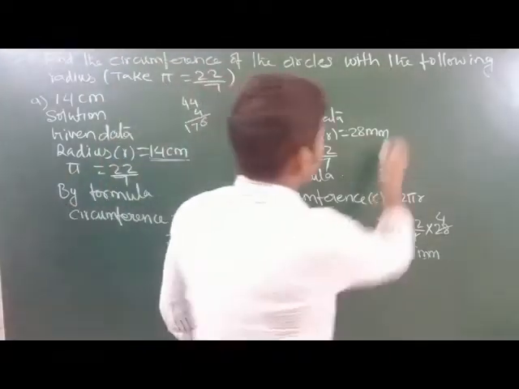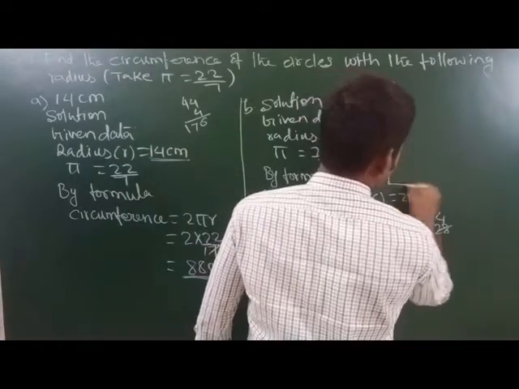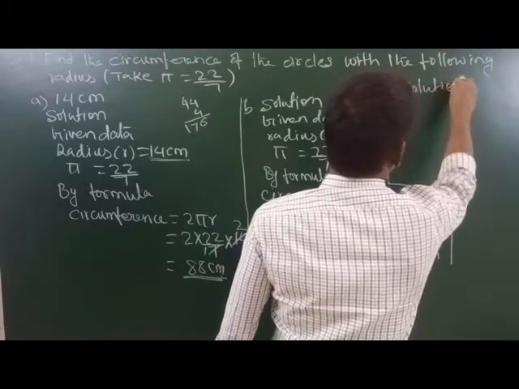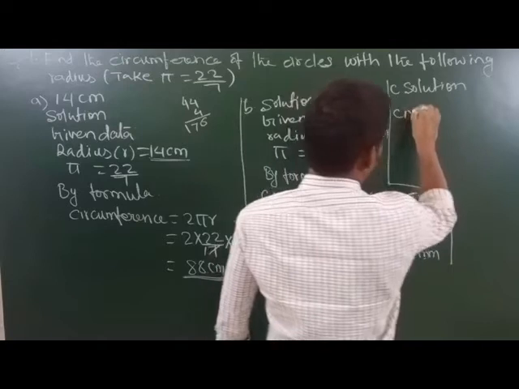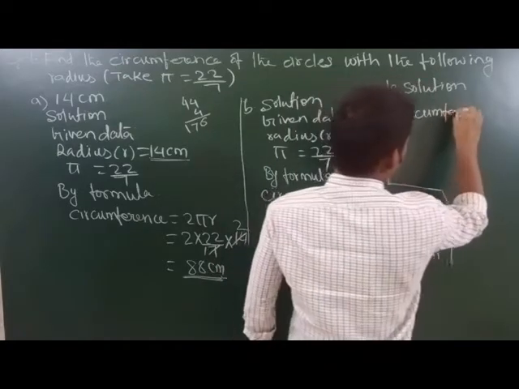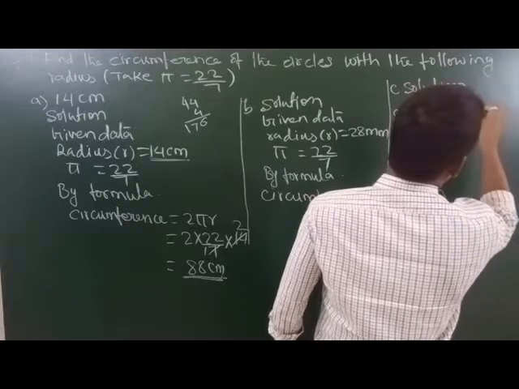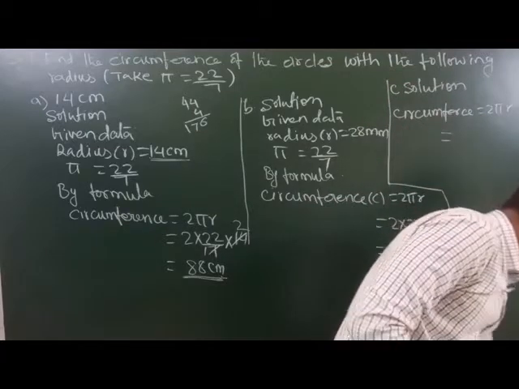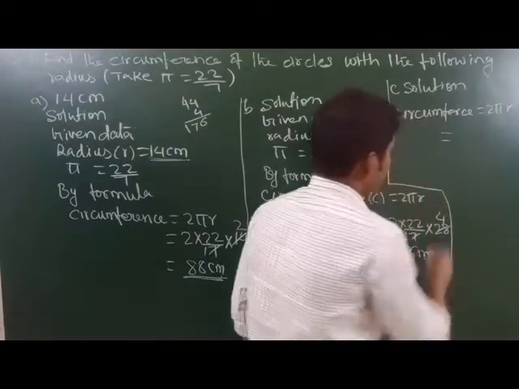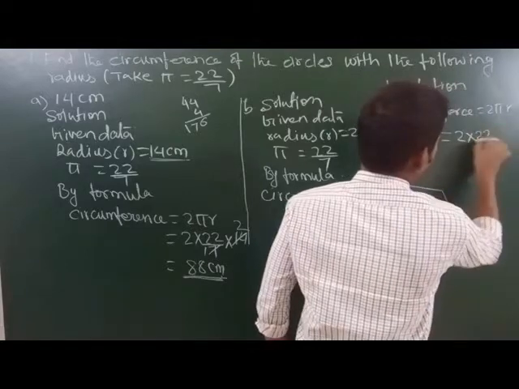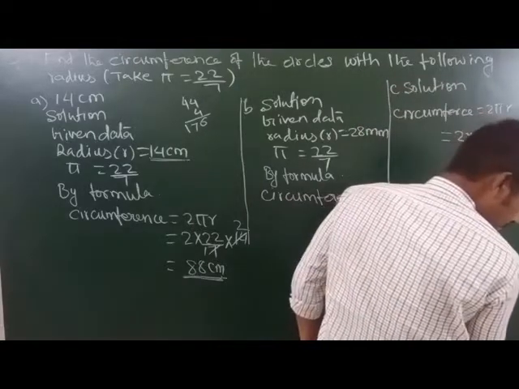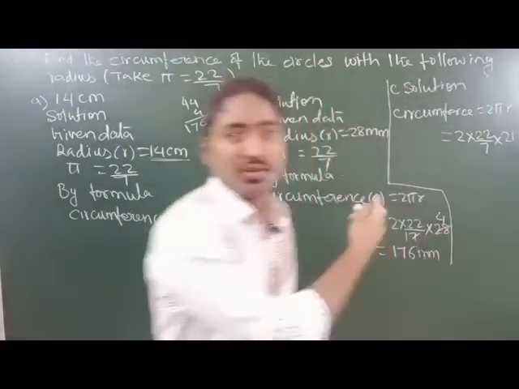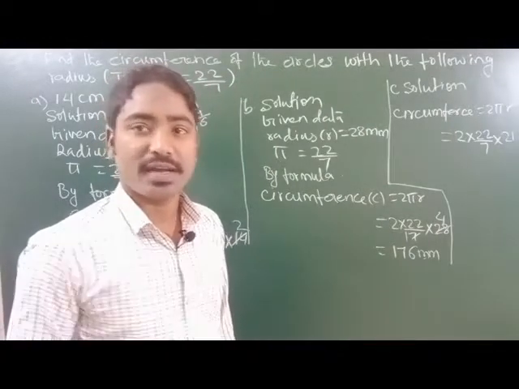Okay, now moving to next segment number C. I hope you will write the given data and pi value. I am going to calculate here directly the circumference. Okay, so circumference is equal to 2 pi r. How much is r given here, students? In third case, r is given as 21 centimeter. Okay, so 2 into 22 by 7 into 21 centimeter, or centimeter you can avoid. Now again you have to do the calculation, simplification, and you will get the circumference.